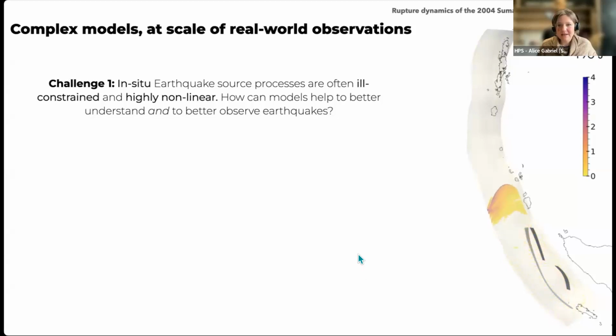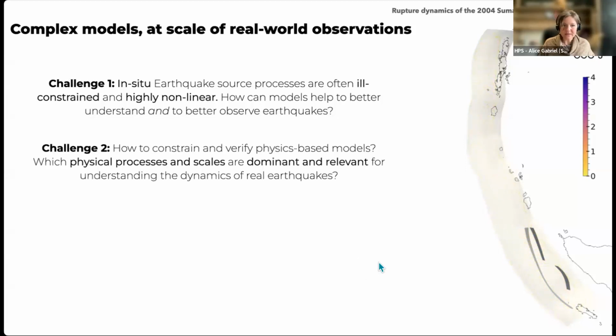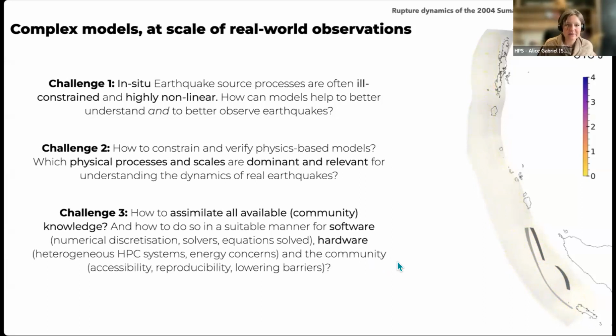So this makes it tricky to come up with simple models that are tightly connected to observations. The second challenge is to come up with suitable initial conditions and to decide which physical processes and scales are dominant and relevant for understanding the dynamics of real earthquakes. And the third challenge is more of a technical one.